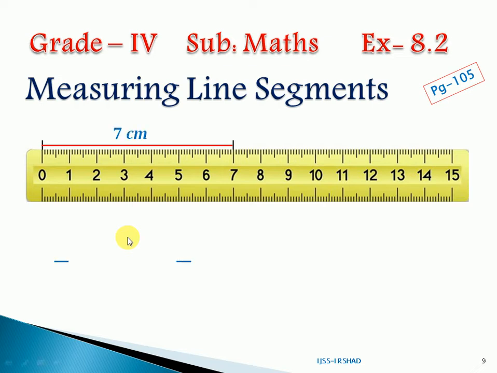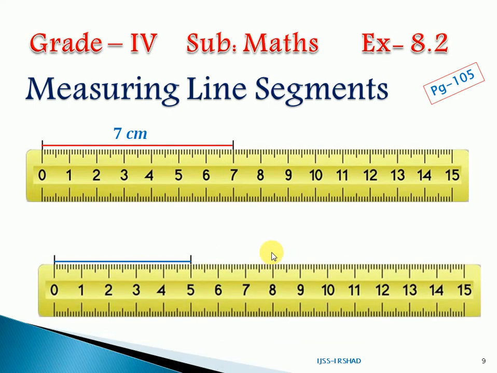Let's have another example. This is another line segment. You can see here with the blue color. Again I will have a scale. Let's take a scale, and you have to keep it in such a way that the 0 mark will come at one end, and see, read the other end coming where? It came here on 5. So you can say this is 5 centimeter. You can write it 5 centimeter.